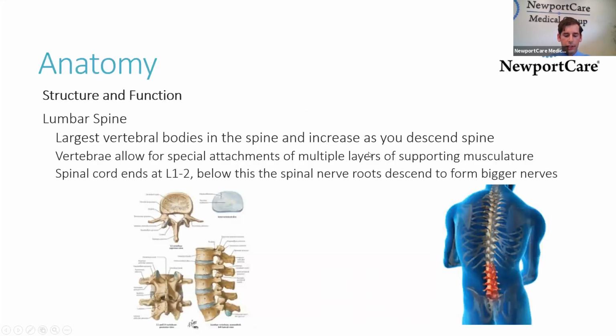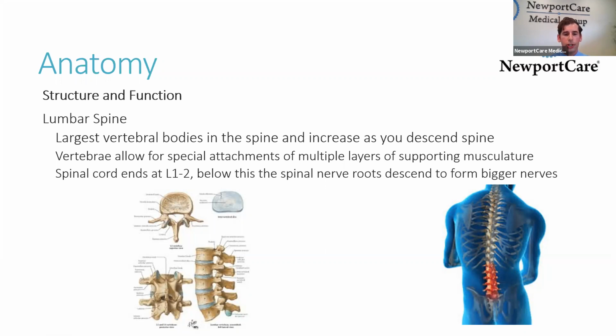So finally, we're going to speak a little bit about the lumbar spine, or the low back. And what's unique about the vertebrae here is that they allow for all kinds of special attachments to the various muscle layers that are responsible for supporting the musculature of the body. Again, this is really important because the low back essentially is responsible for supporting the entire body above it. This has its disadvantages, though, because an injury to the low back can result in significant functional disability.